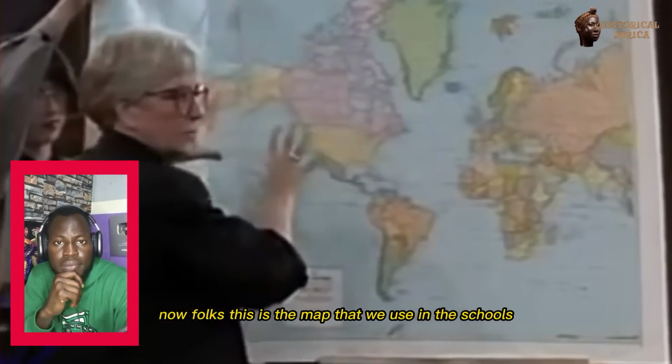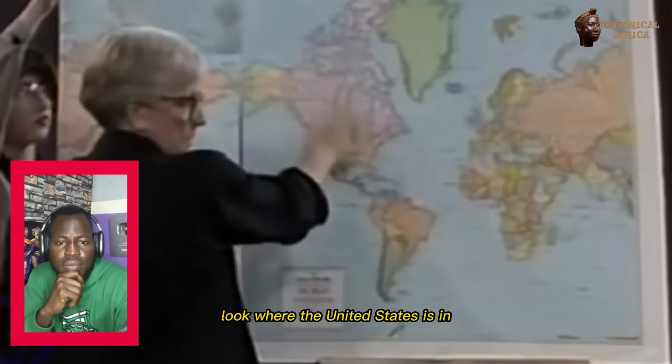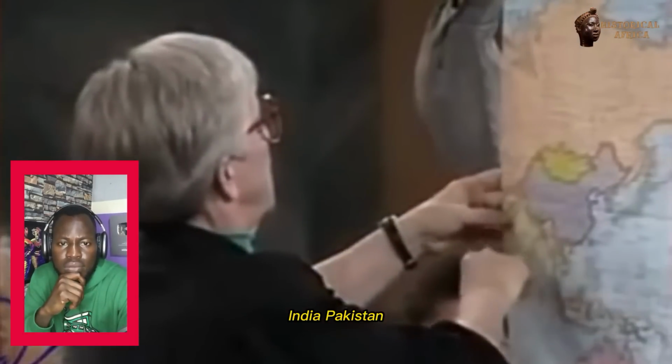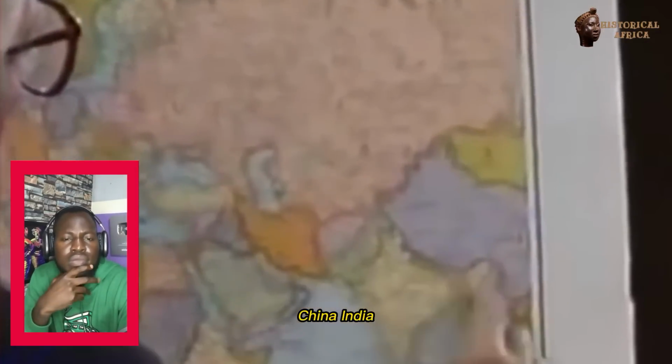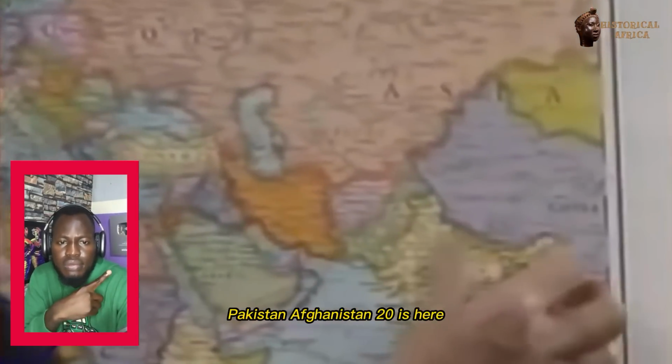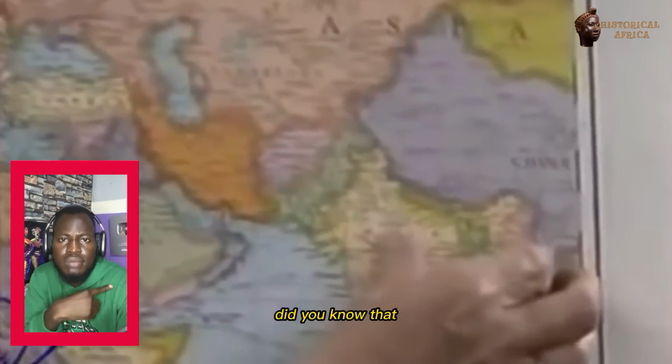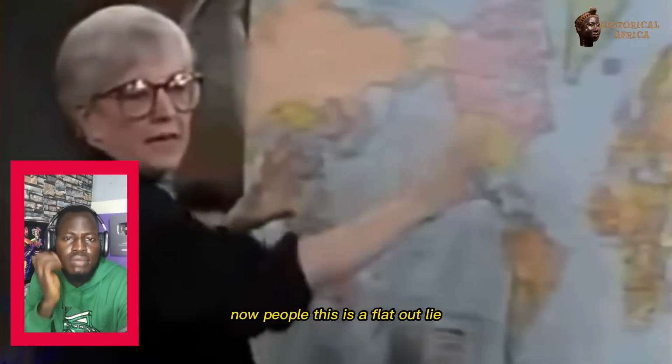Now, folks, this is the map that we use in the schools. Look where the United States is, in the middle of the world, right? Now, here's the USSR, which is no more, of course, Mongolia, China, Africa, India, Pakistan, Afghanistan. Now, look over here. USSR, Mongolia, China, India, Pakistan, Afghanistan. Two Indias here. Did you know that? Now, people, this is a flat-out lie.